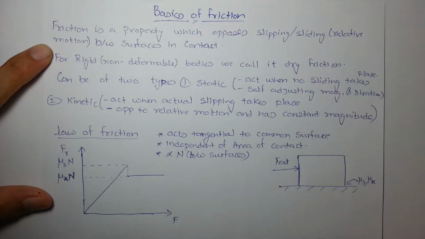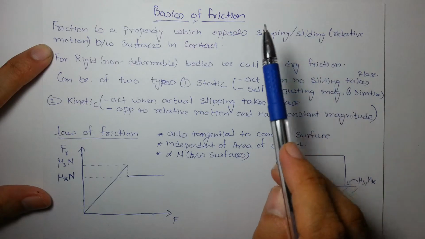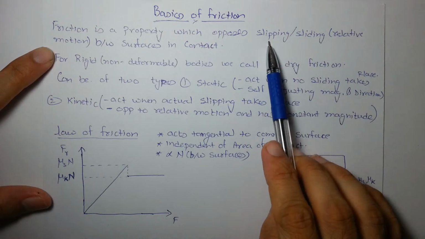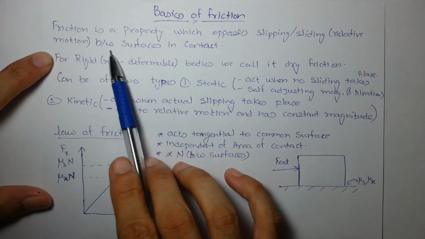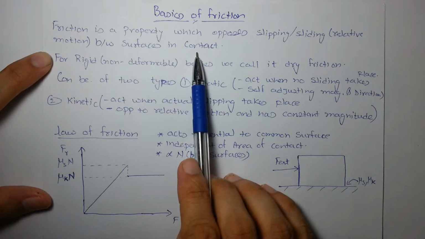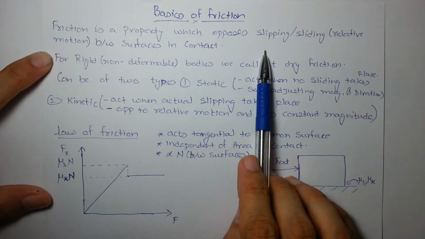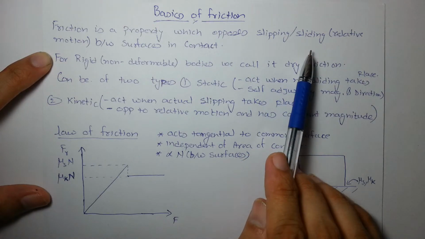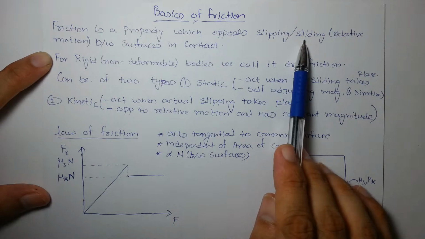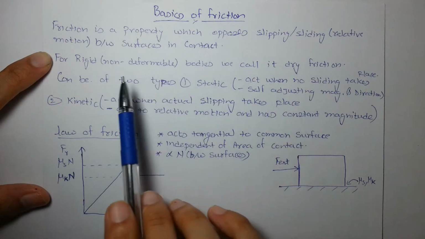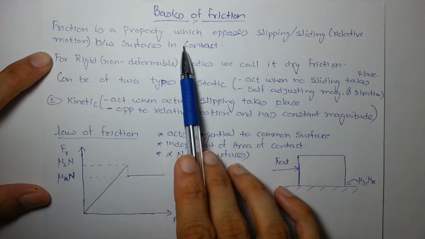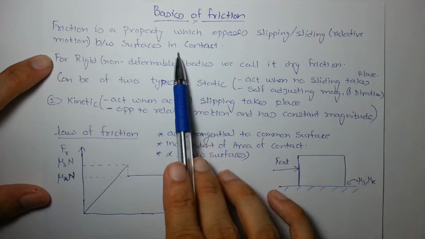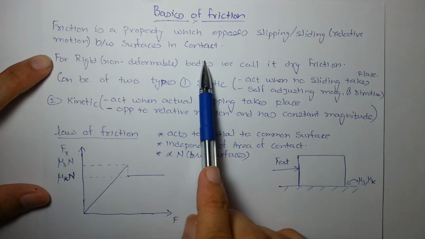Hi guys, in this video I'll talk about friction. Friction is a property which basically opposes any relative motion or slipping or sliding between surfaces in contact. So if two surfaces are in contact and they try to move relative to each other, or they slip or try to slide, then friction will act. For that, the surfaces must be rough.